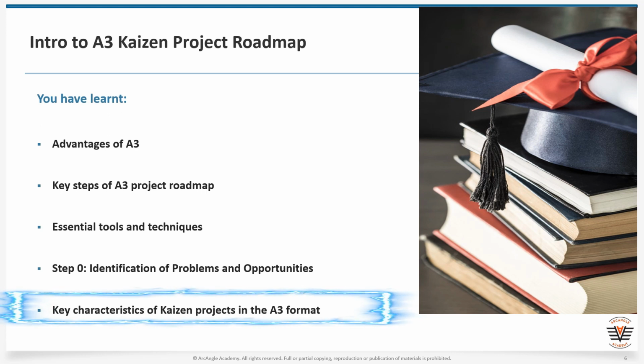Furthermore, we have explored the key characteristics of Kaizen projects in the A3 format. These characteristics include employee participation, common sense-based decision-making, utilization of simple tools, and focus on 5S and mistake-proofing. Understanding these characteristics enables us to create an environment conducive to collaboration, practical problem-solving, and continuous improvement.